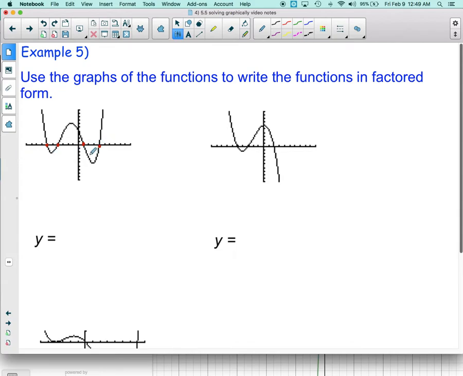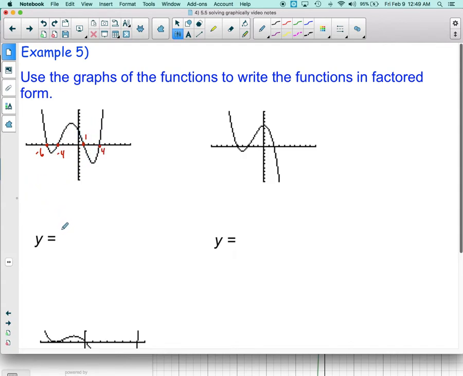And this one has 4 x-intercepts. So let's see, 1, 2, 3, 4, 5, 6. This one's at -6. That was at -4. That's at 1, and then 2, 3, 4, 4. So here are our 4 x-intercepts.